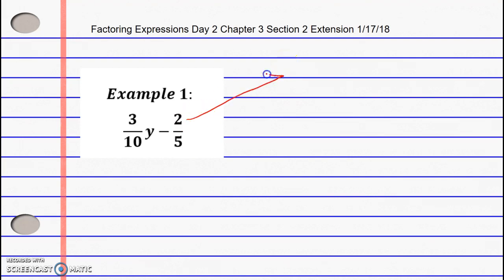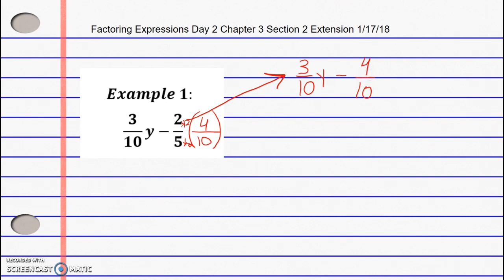So our first step, when there's fractions anyway, is to make sure they have common denominators. So we've got 3/10 y minus, and we want to make this one the common denominator. So we have to multiply this one by 2 on the top and the bottom, because the bottom would be 10. And that's what we're looking for, that common denominator. 10 on the bottom, 4 on the top.